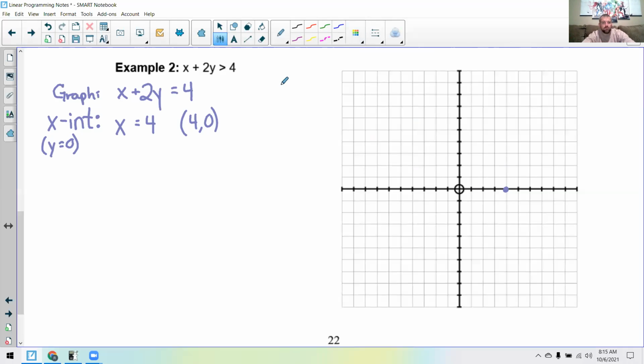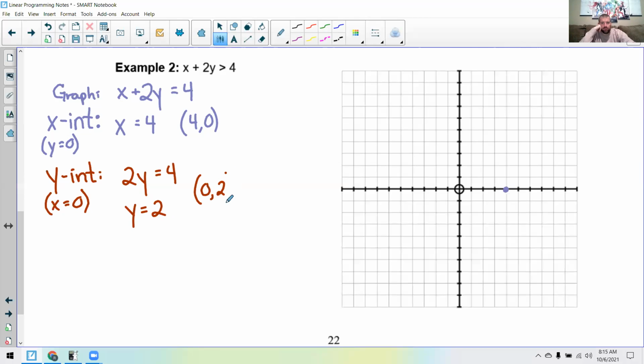Now let's do the y-intercept. We'll let x be 0. Always let the other variable be 0. So I let x be 0, this just becomes 0, I'm left with 2y equals 4. Dividing both sides by 2, I get y equals 2. So I get the coordinate when x is 0, y is 2. Graphing that, over 0, up 2. I am right there.